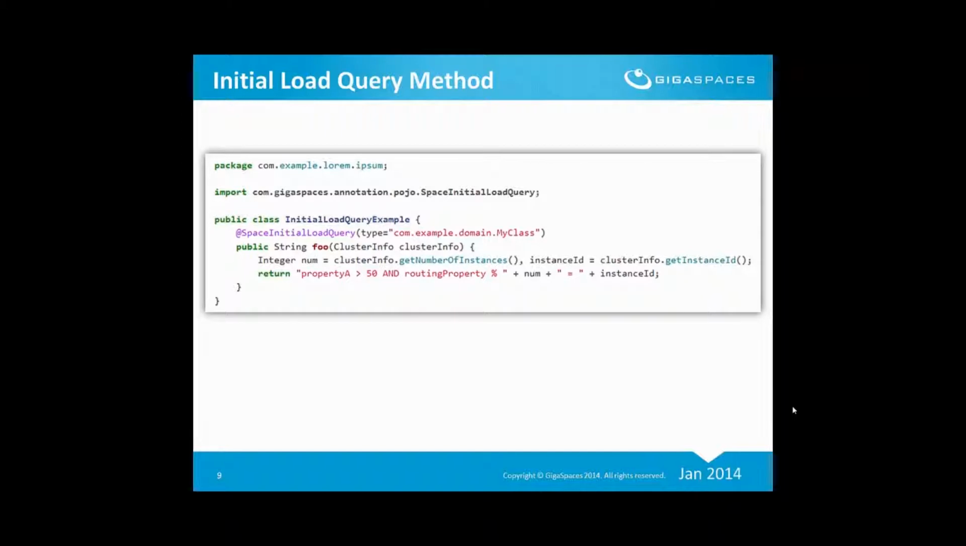Here is an example of a POJO that contains such a method. Note that this is not a subclass of any Zap class, nor does it implement any particular interface. The method extracts partition data from the cluster info parameter and uses this to create a query for the type, myClass.